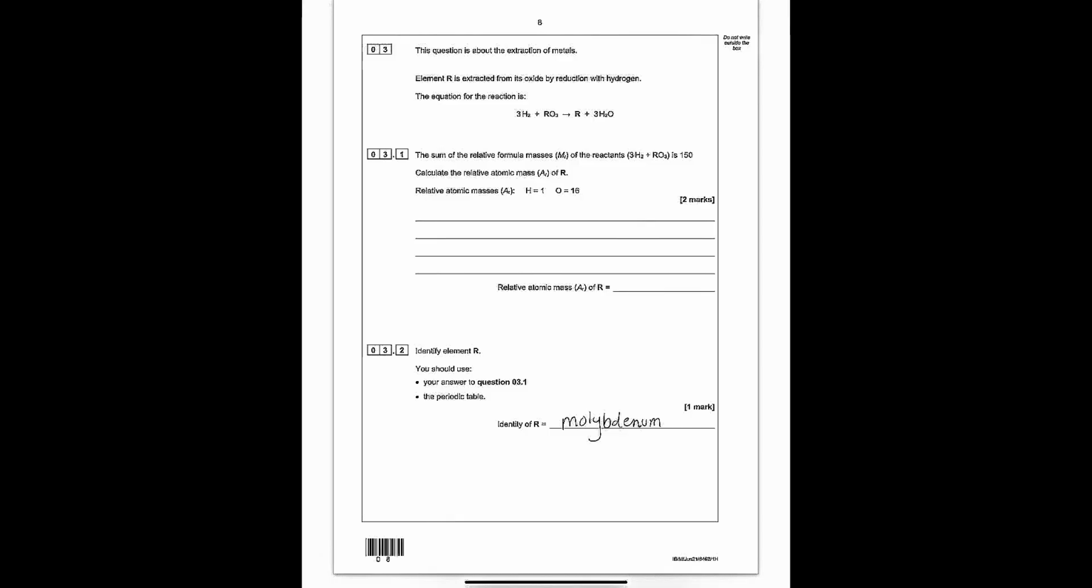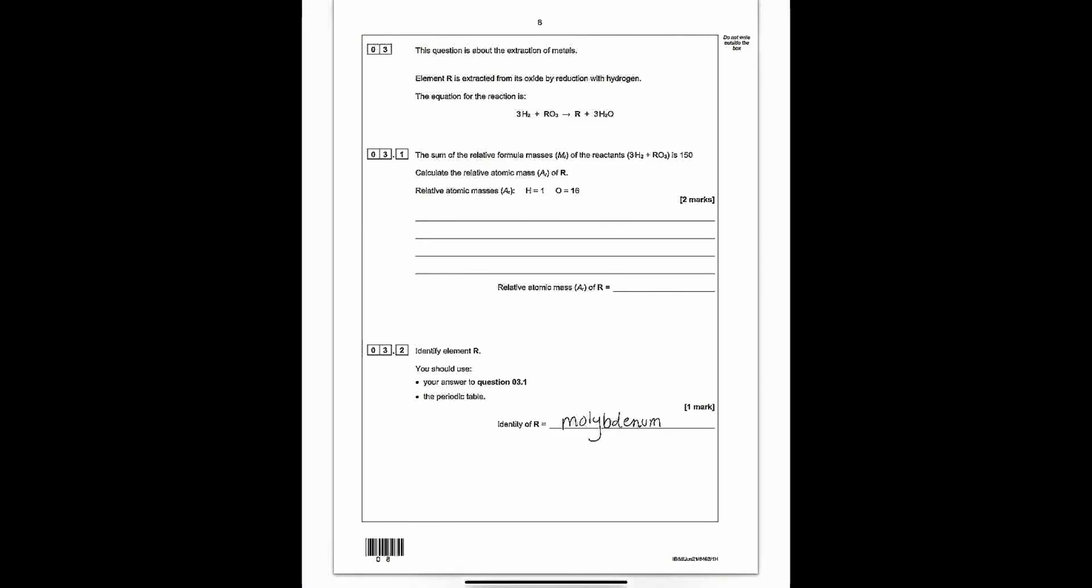Hello there everyone, I'm going to go through a chemistry calculation with you that may come up in your exam. So let's go through question 3.1. This question is about the extraction of metals. Element R is extracted from its oxide by reduction with hydrogen. The equation for the reaction is below.